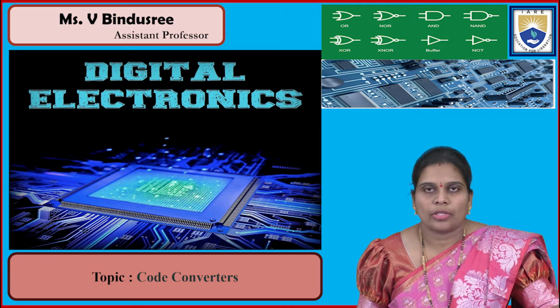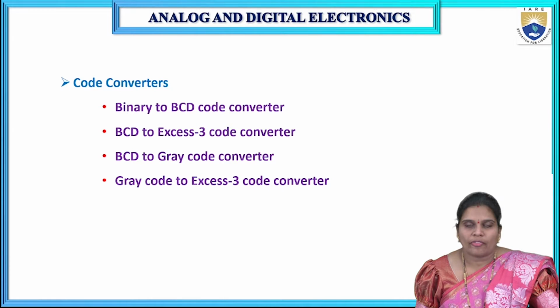Today we'll discuss code converters. Code converters are of four types: binary to BCD code converter, BCD to XS3 code converter, BCD to gray code converter, and gray code to XS3 code converter. Numbers and symbols are represented in the form of codes.